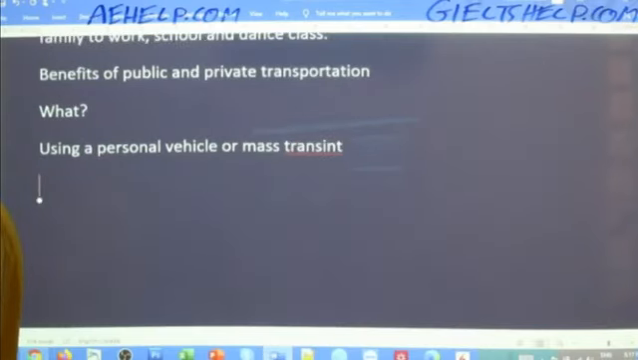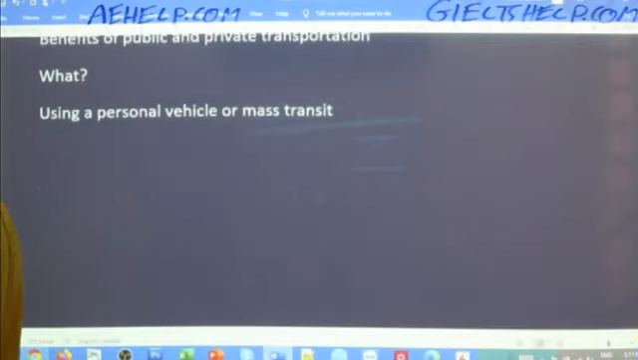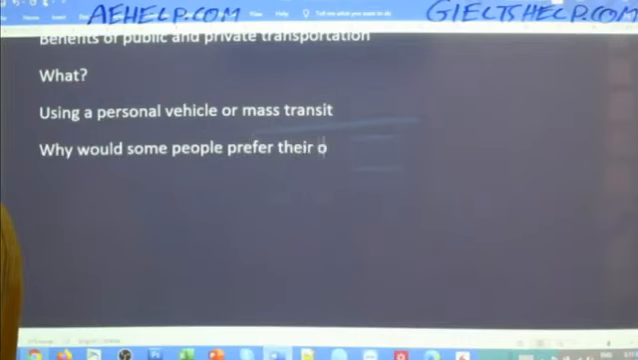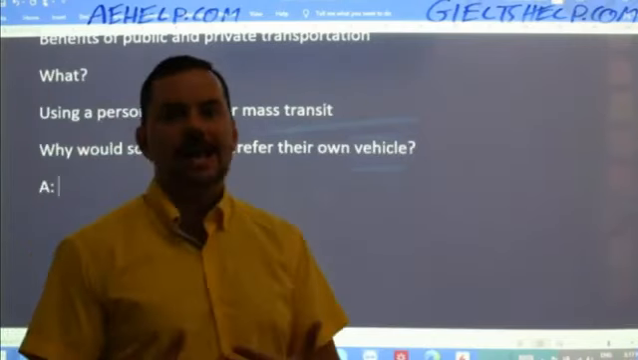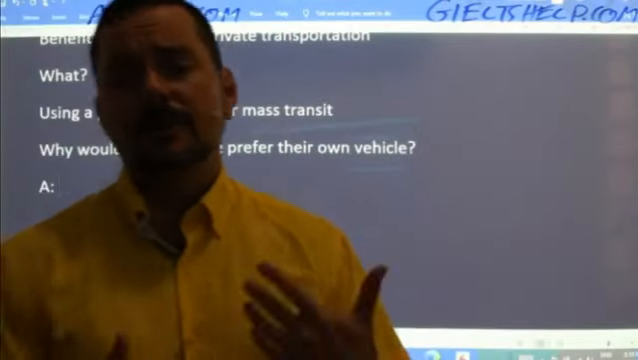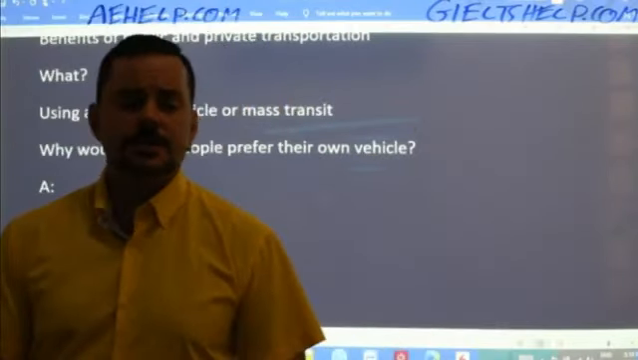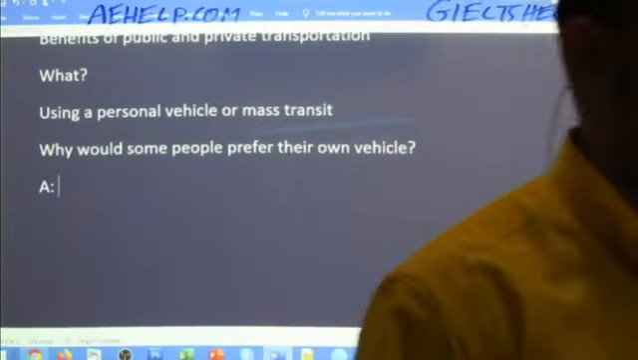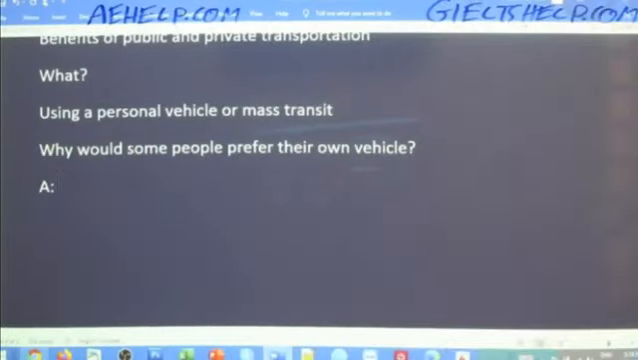Now, the more important question here is the why. So why would some people prefer their own vehicle? What are the answers to this? This is where you want to come up with some good answers. Why would some people prefer to use their own vehicle? What's the reason for that? What's the logic behind that? Can anybody tell me that?